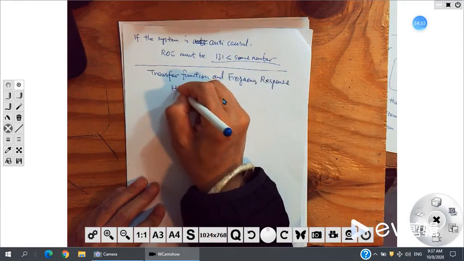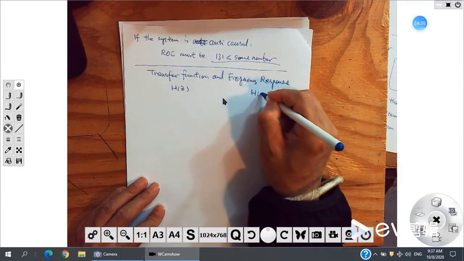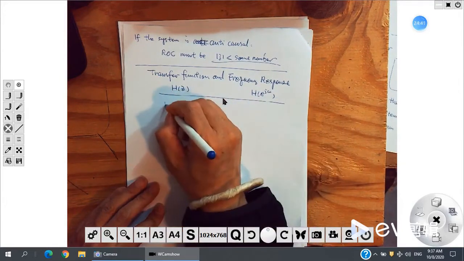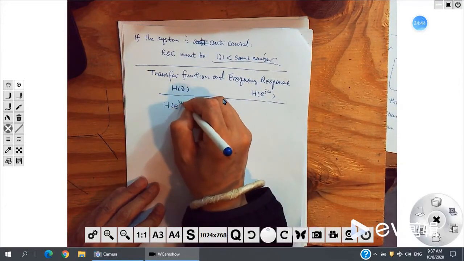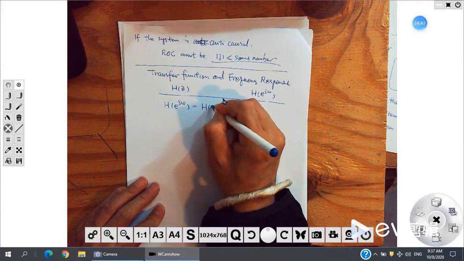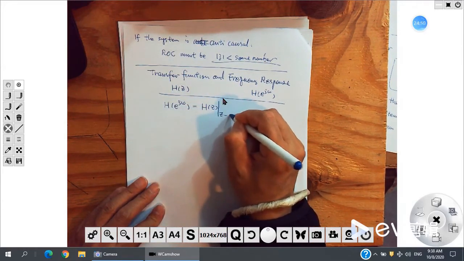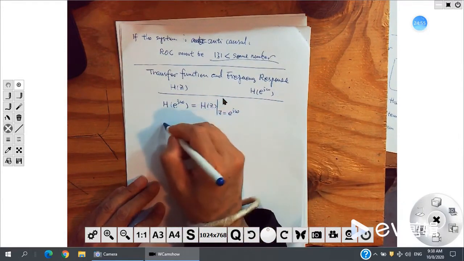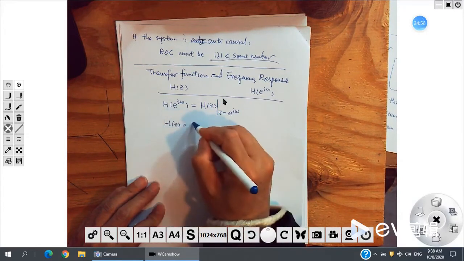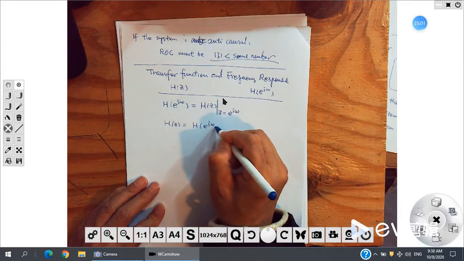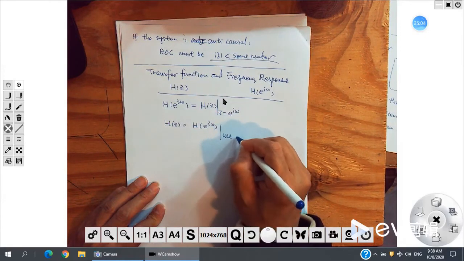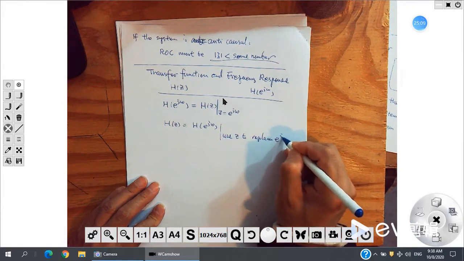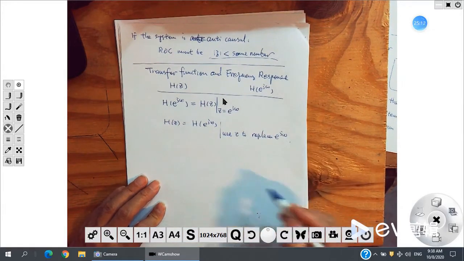This is H of z. This is H of e to the j omega. Actually, they are the same. What do I mean? I mean this one equals H of z provided z equals e to the j omega. And you can also reverse it: H of z is also H of e to the j omega, using z to replace e to the j omega. Yeah, they are the same thing.